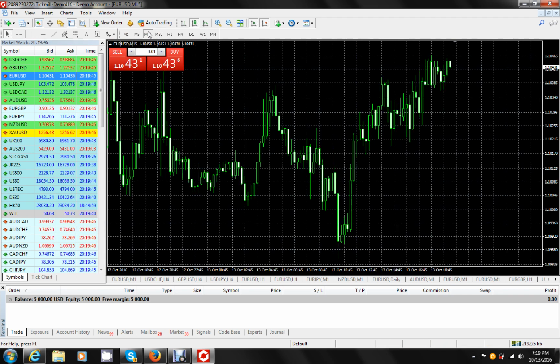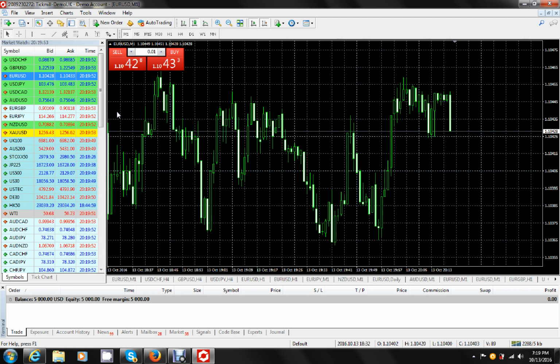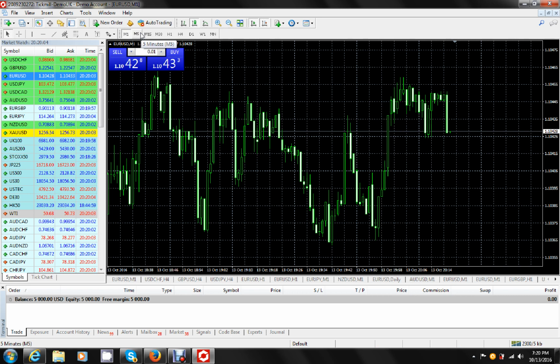M15, a candle represents 15 minutes. M5, a candle represents 5 minutes, right? So this is how it is. So right now you can open a currency pair, and you can put in your sell and buy, and you know how to do candles, right? So we are getting there. It's very easy.